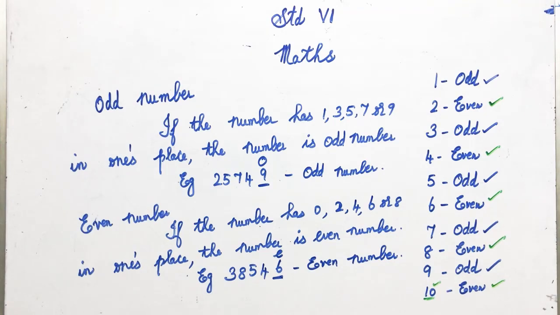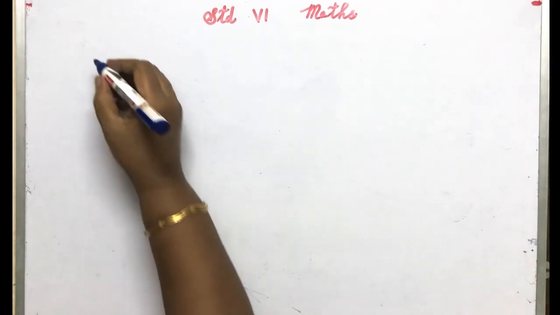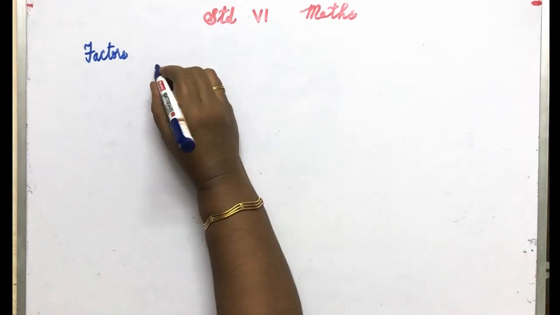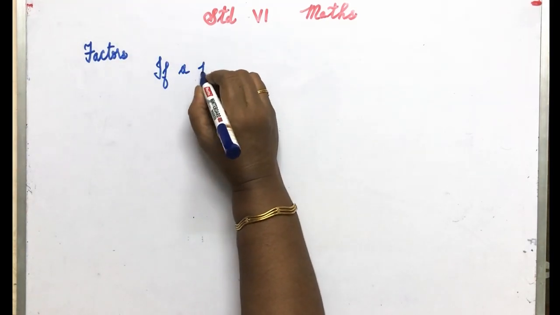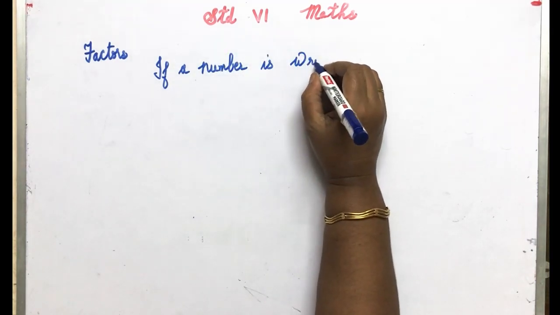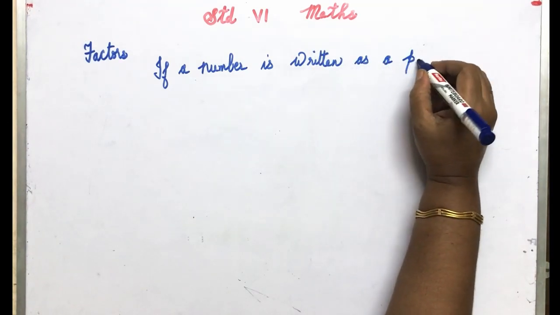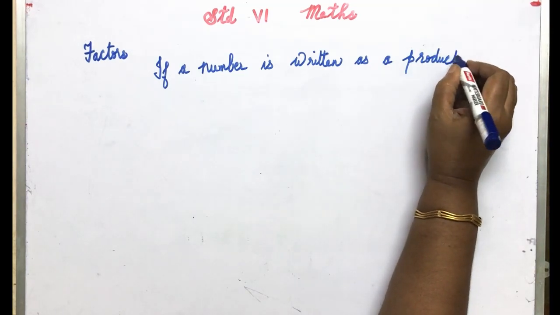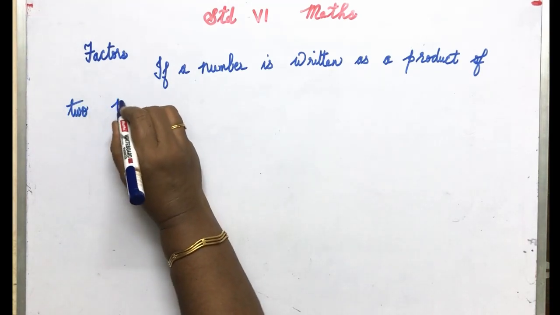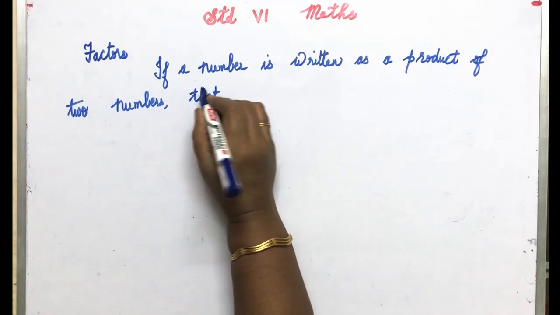Now next we shall see factors. Now I am going to teach you factors. If a number is written as a product of two numbers, the two numbers are called factors.